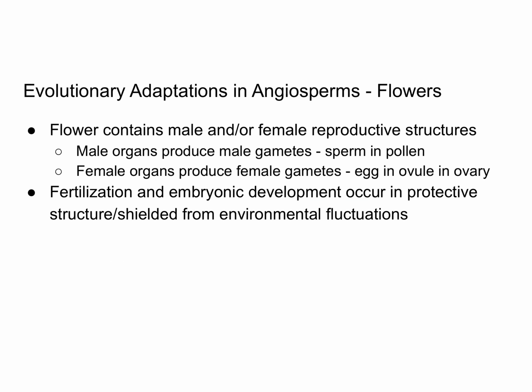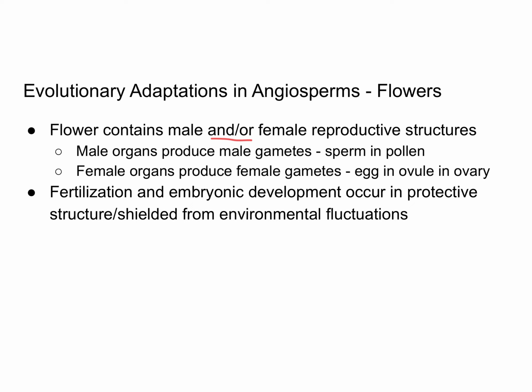As we mentioned, one of the key features of angiosperms is that they produce flowers. The flower contains the male and or female reproductive structures. I said and or because some flowers contain both, whereas some contain one or the other. There are male organs that produce male gametes, which are sperm, and that sperm is packaged in a structure called pollen, which provides it with some protection. There are female organs that produce female gametes, which are eggs, and they're protected by an ovule in a structure called an ovary.